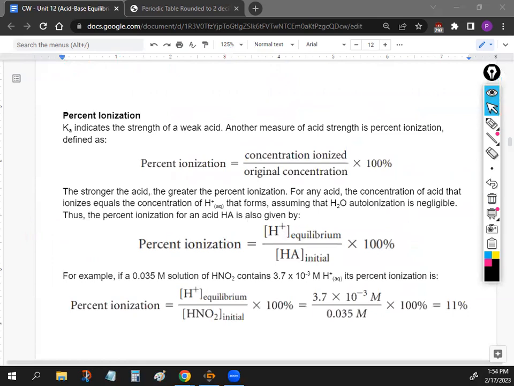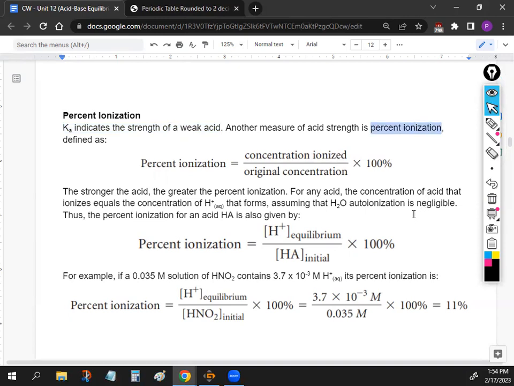Okay. So next one is percent ionization. Now this is very simple. We talked about percentages and things like that before. So we said that Ka tells us the strength of a weak acid. Ka is one way to talk about how strong or weak an acid is. Another way, which requires a little more work for calculation but gives us a better mental picture because we're all comfortable with percentages, is to talk about acid strength in terms of percent ionization.